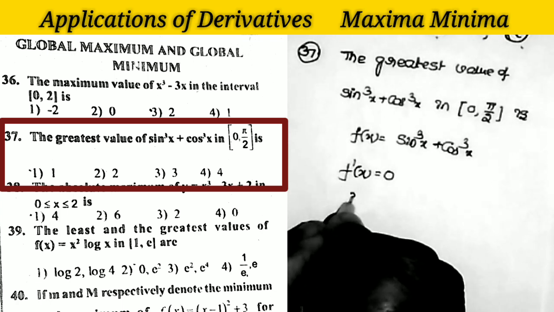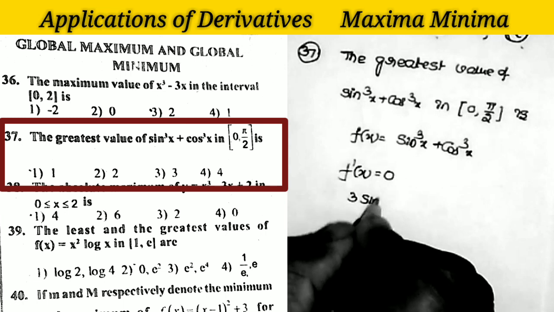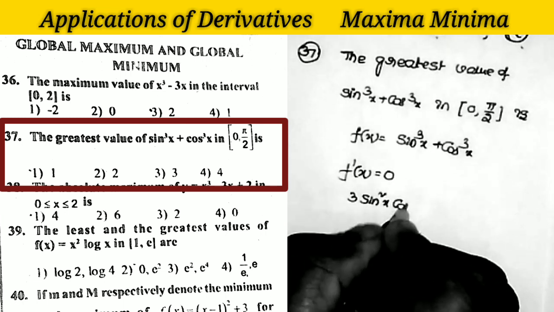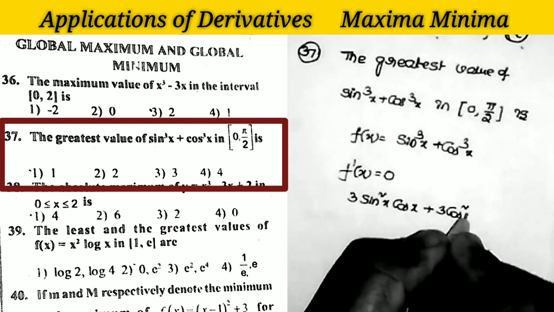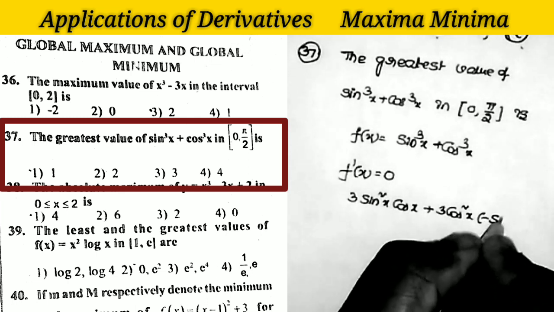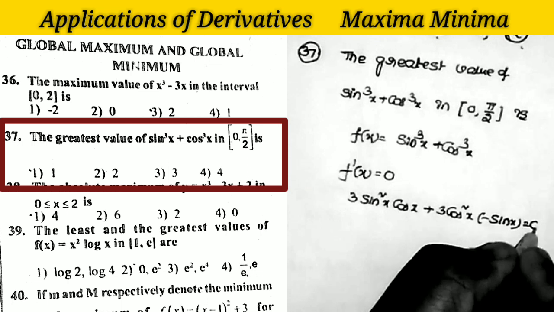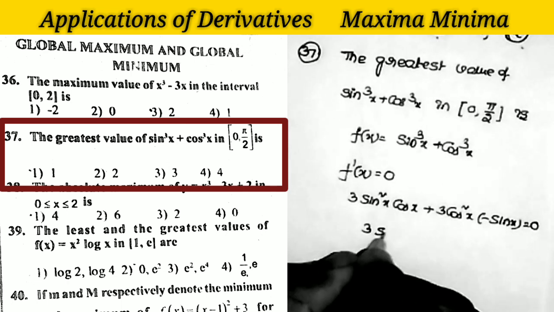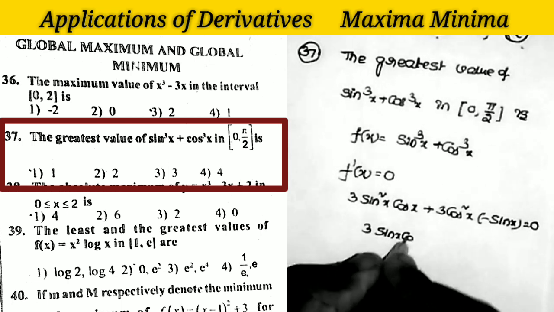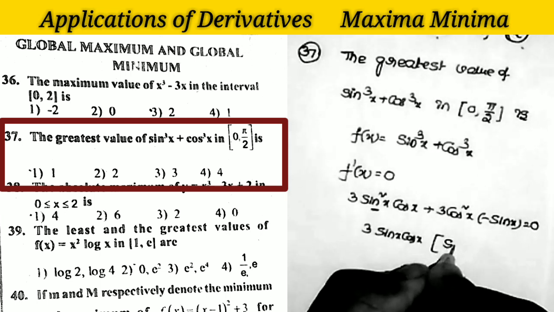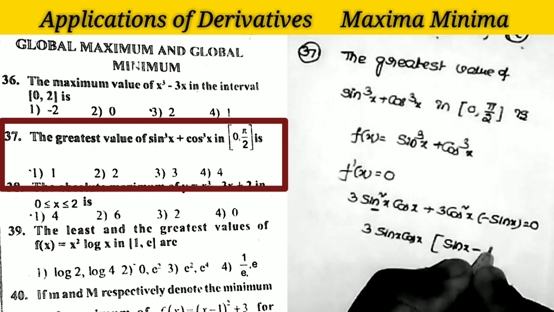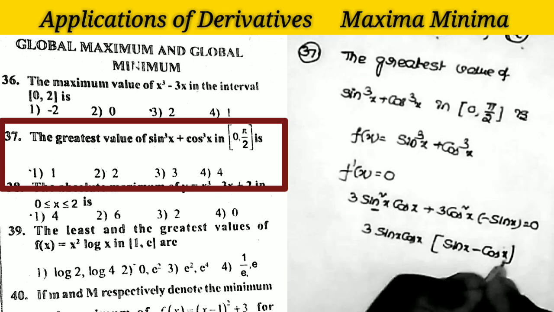That is, sin cube x derivative is equal to 3 sin square x into cos x, plus cos cube x derivative is equal to 3 cos square x into minus sin x, okay, is equal to 0. Now taking 3 sin x cos x common from this equation, then what we get? 3 sin x cos x into sin x, and the remaining value is minus cos x, equal to 0.